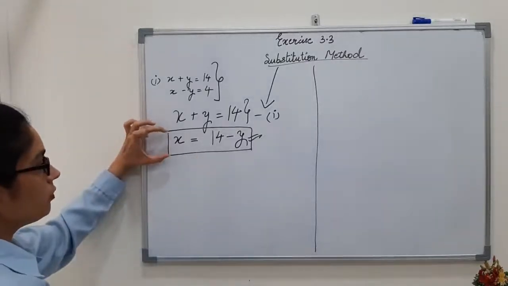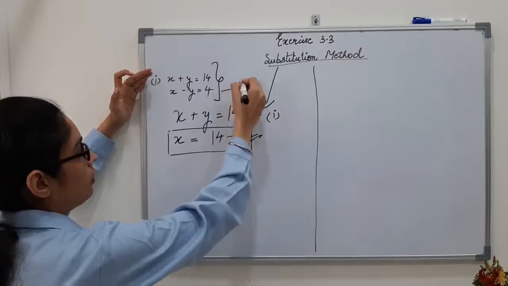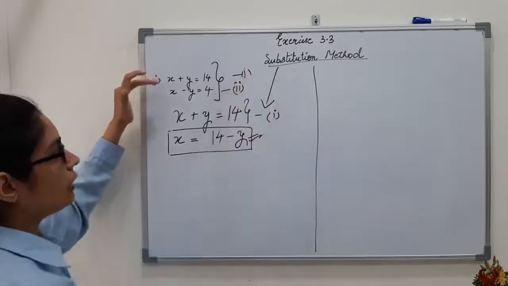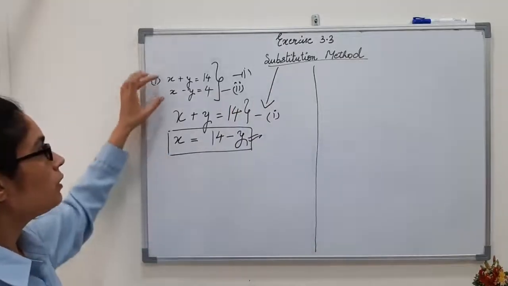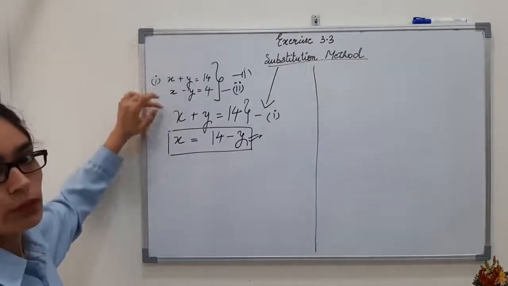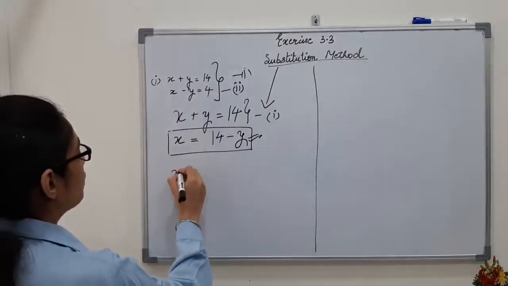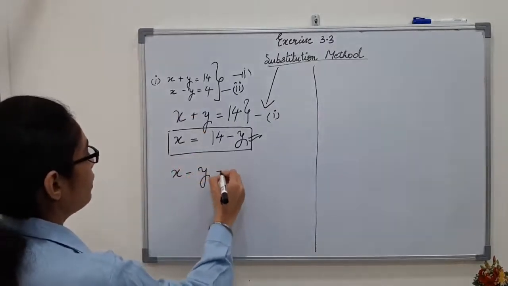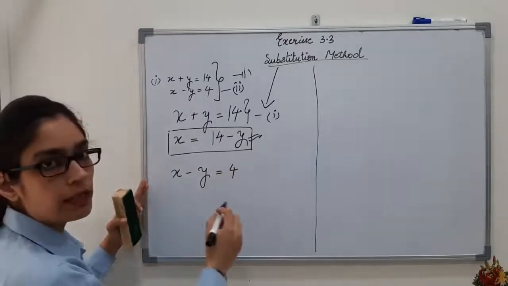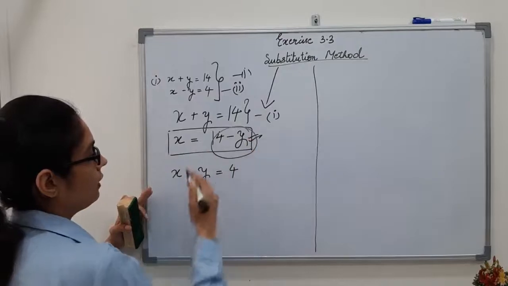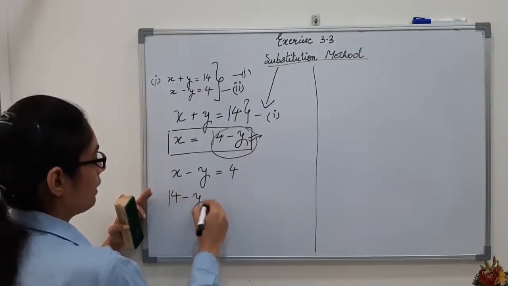Now this value I will put in the second equation. Don't put the same value in the first equation, always put the value in the other equation. But for substitution, you can use any of the equations. Now I will rewrite equation number two. And I'll see what is my value of x. It's 14 minus y. In place of x I will write 14 minus y.